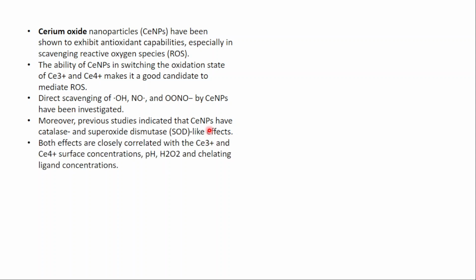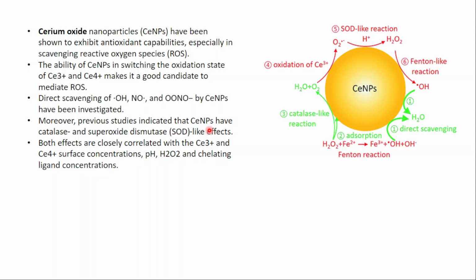Both effects are closely correlated with the Ce3+ and Ce4+ surface concentration, pH, H2O2 and chelating ligand concentration. So this statement just tells us the property of cerium to change its oxidation state is a major factor leading to its antioxidant property. Here is a representation of a CeNP or cerium oxide nanoparticle showing many kinds of reactions it catalyzes.